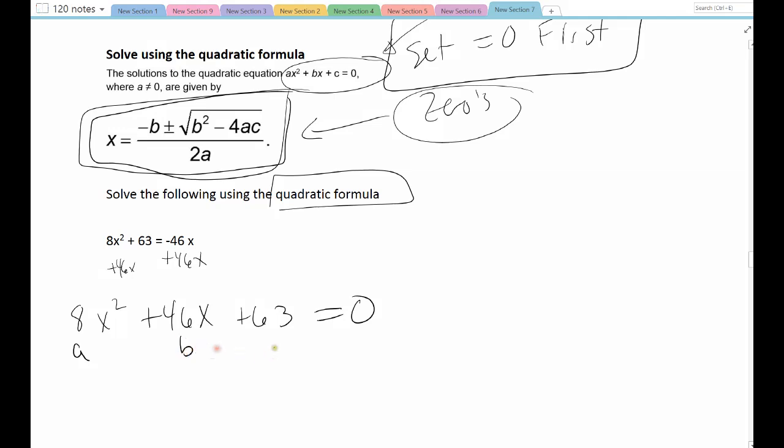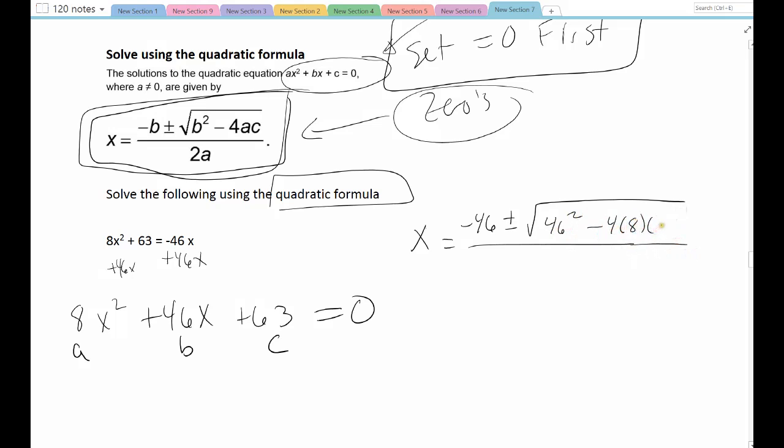So there's my a term, there's my b term, there's my c term, and then I just plug them into that equation very carefully. The first thing, it's the opposite of my b term, so it'd be negative 46, plus or minus the square root of my b term squared, so 46 squared, minus 4 times a, which is 8, times c, which is 63, all over 2 times my a, which is 2 times 8. You can plug it all into your calculator in one go, although what I usually do is simplify under the root first and under the denominator, so all order of operations.